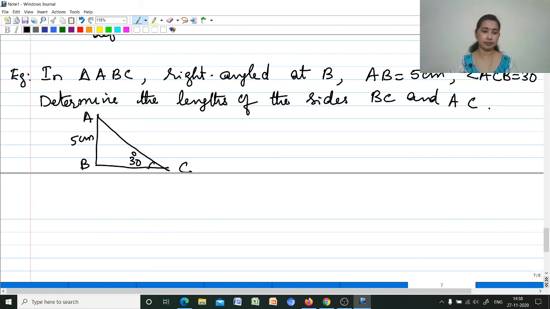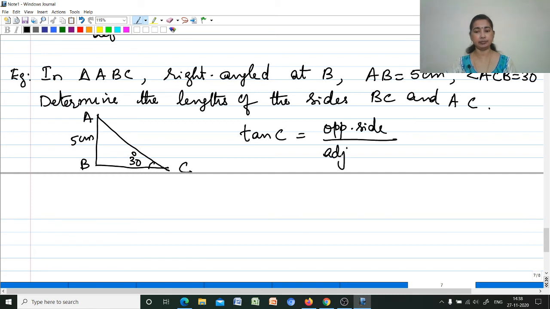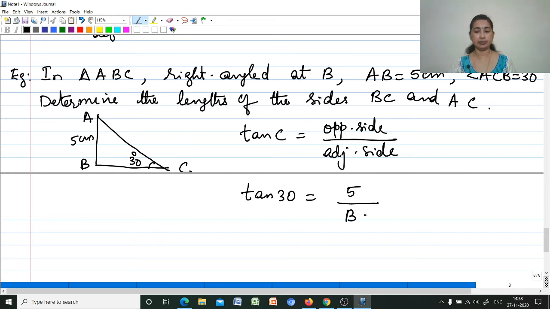In order to get this adjacent side, BC is the adjacent side. So, here opposite side is AB and adjacent side is BC. Opposite by adjacent we can go for tan. So, what is tan C? Tan C is equal to opposite side divided by adjacent side. And that is tan 30. Tan 30 is equal to opposite side 5 by adjacent side BC. So, we need to find what is BC. BC is equal to 5 by tan 30. And how much is tan 30? Tan 30 is 1 by root 3.